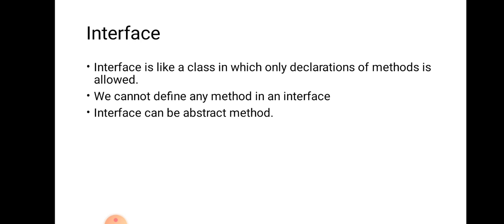So now let us see why we use a Java interface. There are mainly three reasons to use an interface. It is used to achieve abstraction. By interface, we can support the functionality of multiple inheritance, and it can be used to achieve loose coupling. Now let us see how to declare an interface.